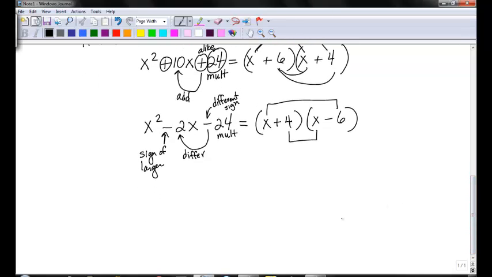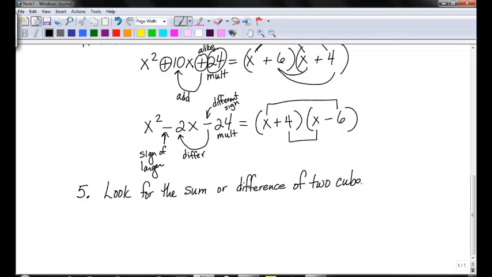Now, next step is the fifth step. This is your Algebra 2. This will come up from now until your math career is over. It'll show up in Calc, and a month later it shows up in Calc again. It's one you have to have memorized. Look for the sum or difference of 2 cubes. And you did not get this until you got to Algebra 2. So everything up above is Algebra 1.